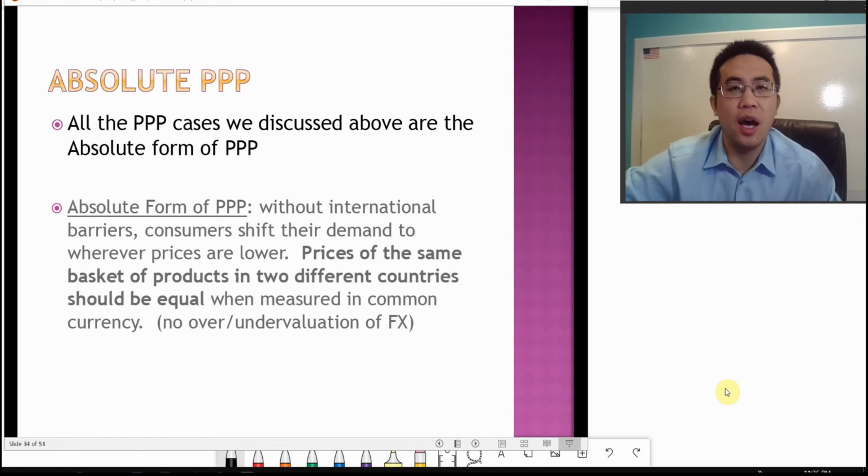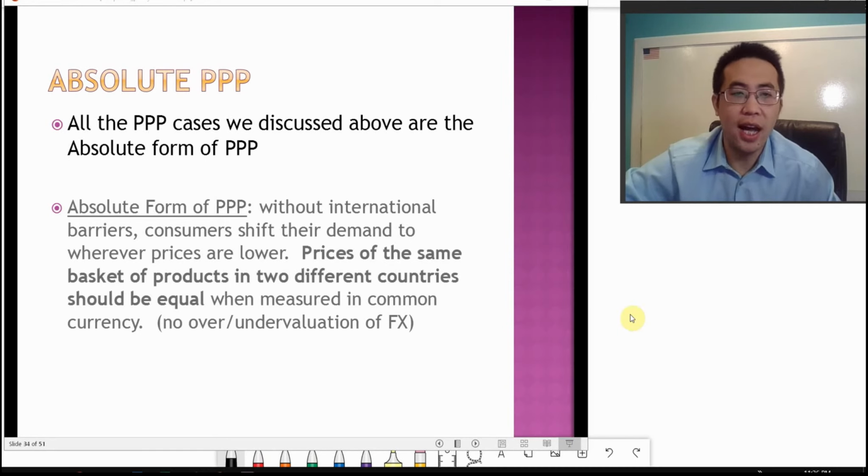In the previous video, I started the concept of purchasing power parity, or PPP. And the example I used was under the absolute form of PPP. So the absolute PPP means that prices of the same basket of products, or just one single product, in two different countries should be equal when measured in a common currency. So under absolute form PPP, $1 can buy you a burger in the US. If you convert it to Japanese yen, it can still buy you one burger, not more, not less, in Japan. So this is the absolute form of PPP.